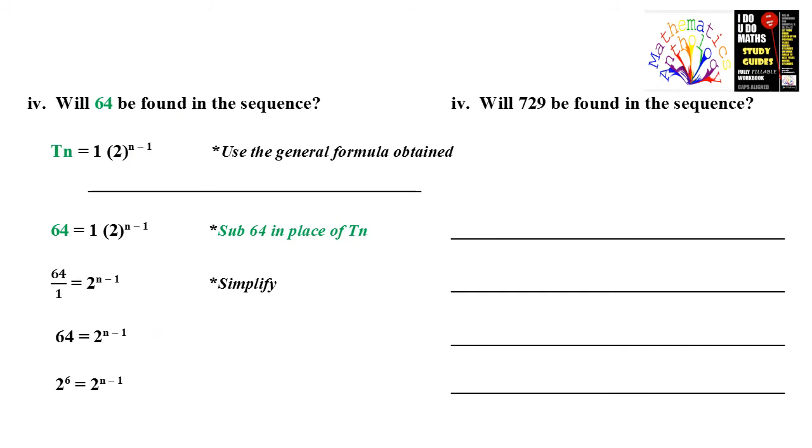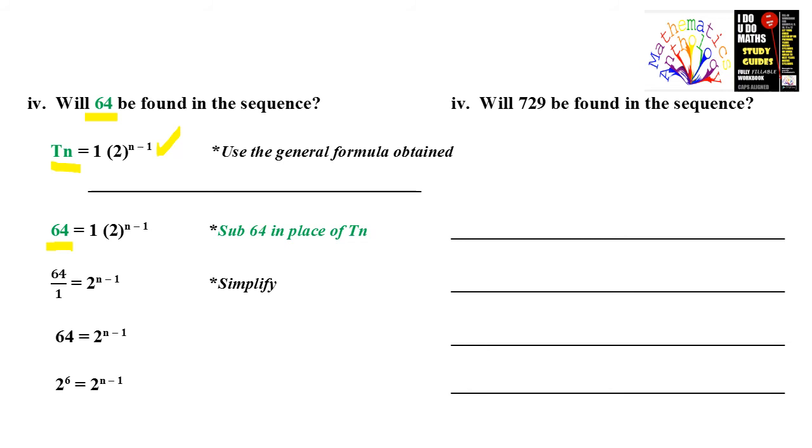Okay, the next question, will 64 be found in the sequence? Remember, when we approach a question like this, we need to realize that the value given needs to be in the place of Tn. So we start with our general formula that we have obtained for this problem, which is Tn is equal to 1 times 2 to the power of n minus 1. We are going to substitute 64 in the place of Tn, and we are going to solve for n.